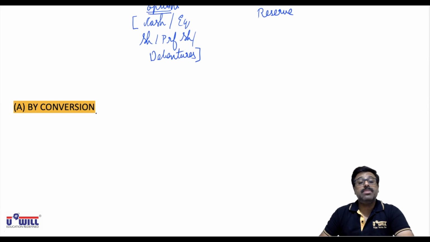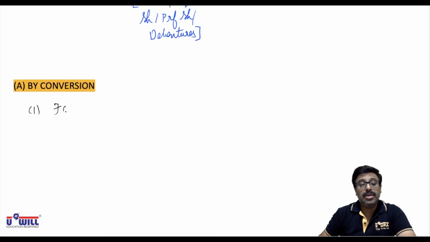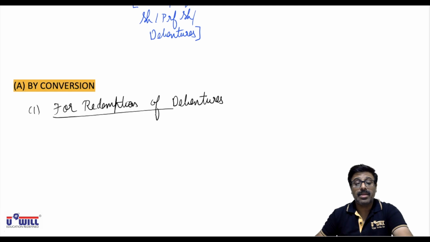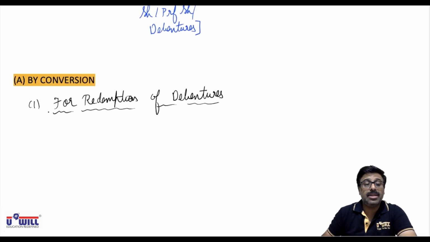Now conversion means debentures get converted into equity shares. So very first, the entry will be passed for redemption of debentures. Redemption means the money becomes due to be repaid. So for redemption of debentures, what entry shall we pass? Now, for redemption of debentures, two things are possible.